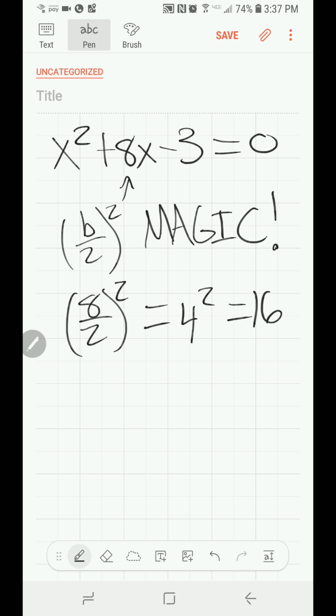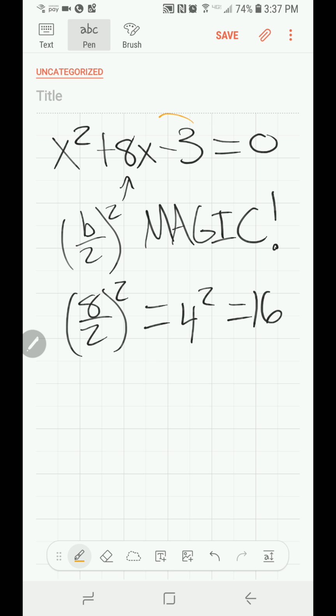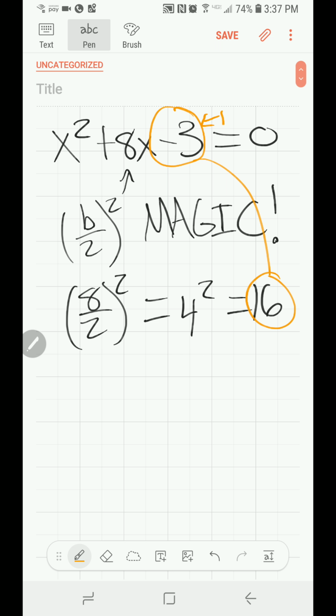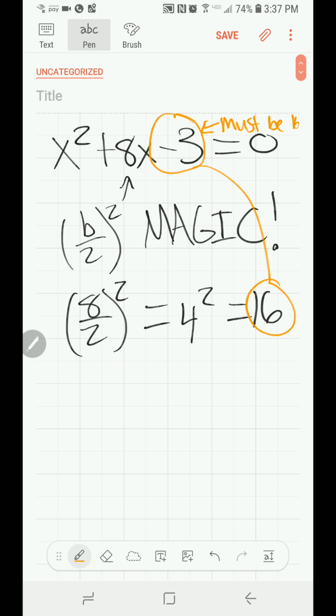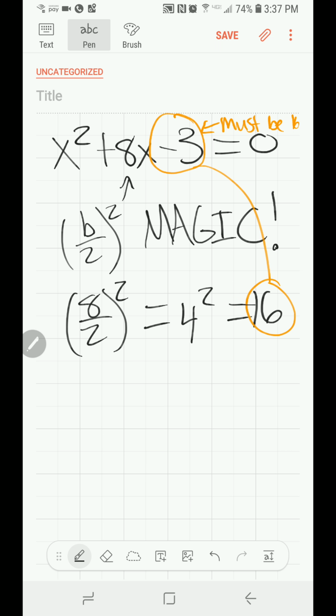In order to make completing the square work, you want this thing to say this thing. They must be the same number. This thing must be 16 in order to complete the square correctly. So let's turn that into 16. What do we need to do to turn that into the magic number? Well, we need to add 19.